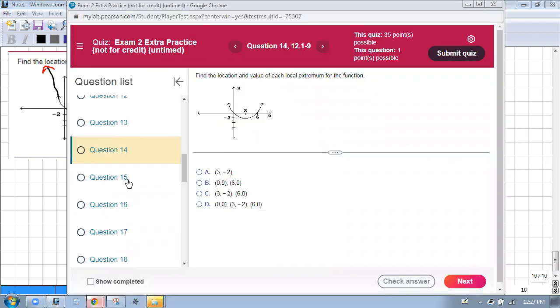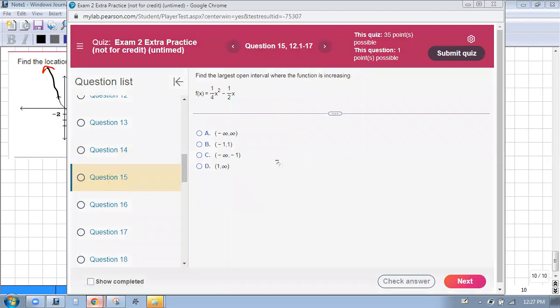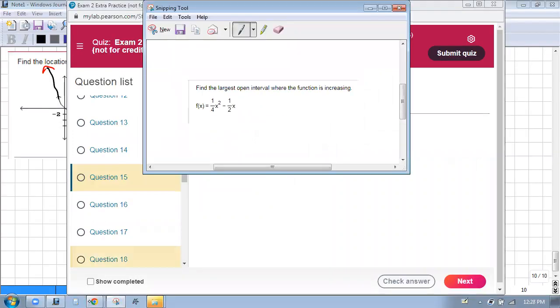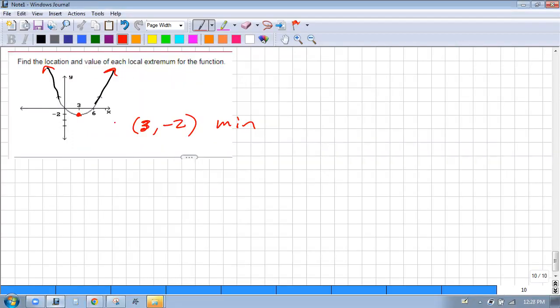14. We skipped 13? We'll go back to odds here. We'll go to 15. Yeah, that's the minimum at that point right there.